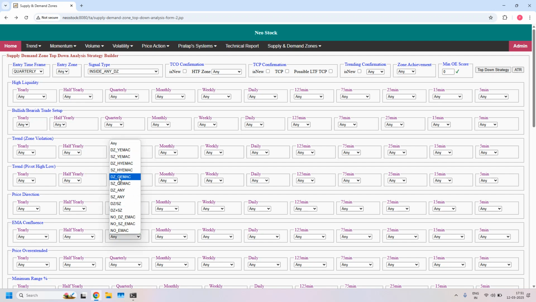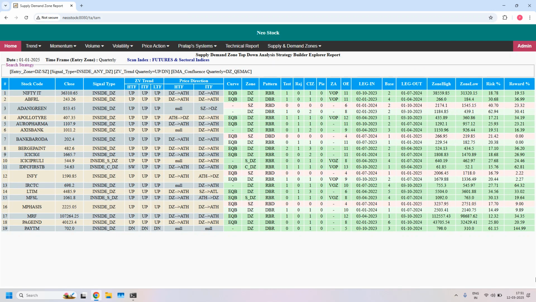I am setting quarterly demand zone having quarterly EMA Confluence. Trend on the quarterly should not be sideways. It can be up or down. Now the list has come down to 19 stocks. So these 19 quarterly demand zones are having quarterly EMA Confluence and also the current price closed inside the quarterly demand zone. Okay, next.